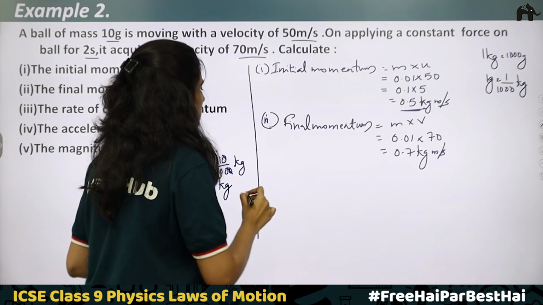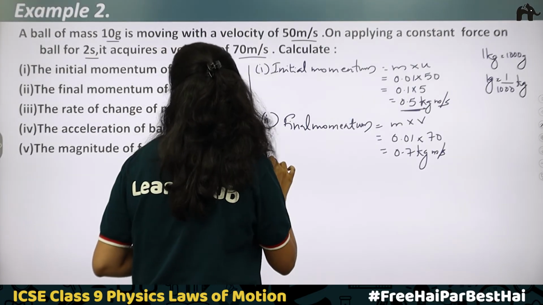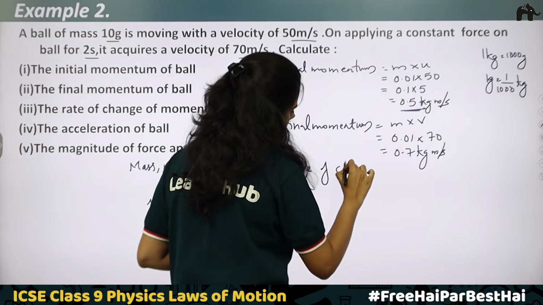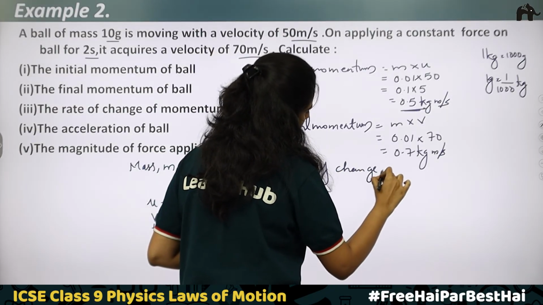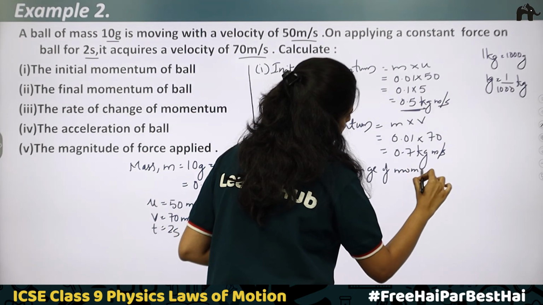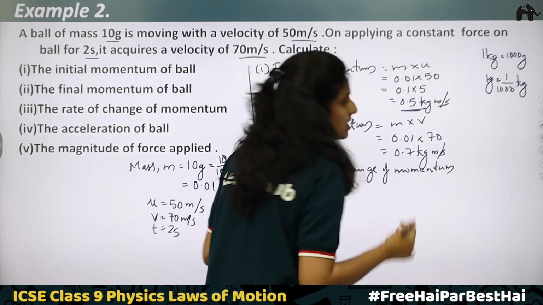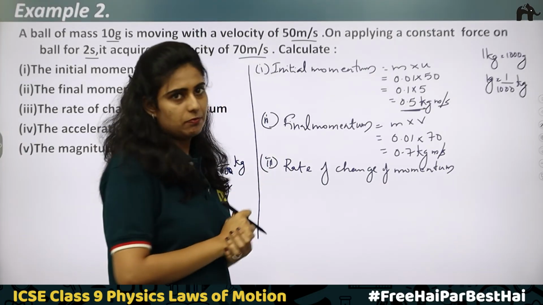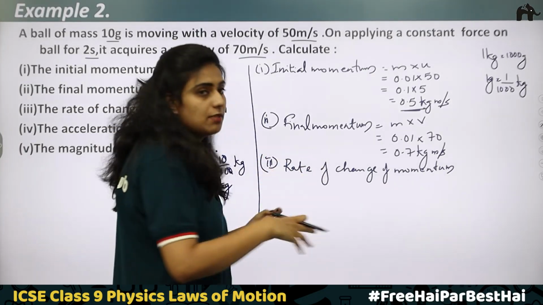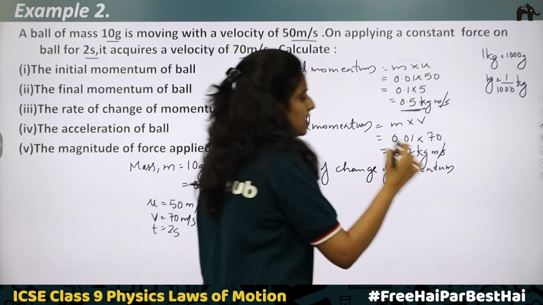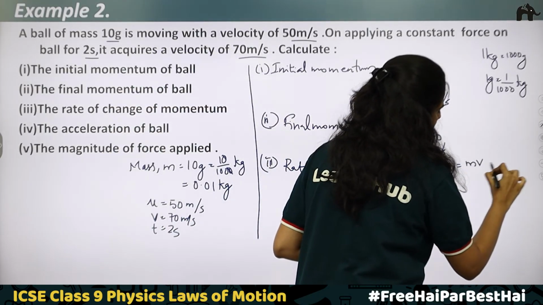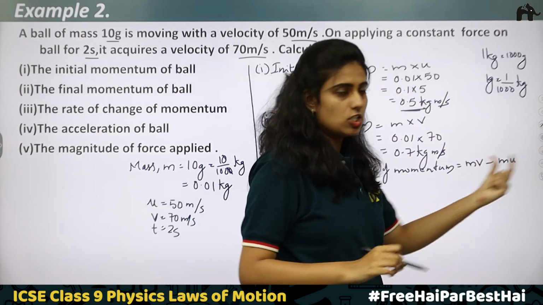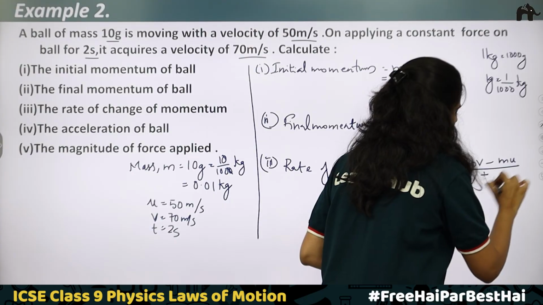Now, third part of the question, we have to find the rate of change of momentum. How to find rate of change of momentum? What is rate of change? Rate of change means change in momentum divided by time interval. Okay. In how much time this change is happening? So, change in momentum will be mv minus mu. Final momentum minus initial momentum in time t.